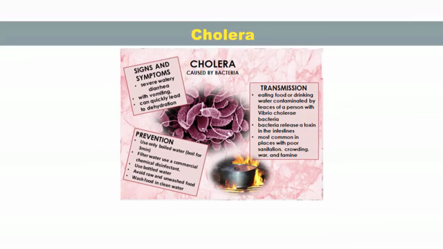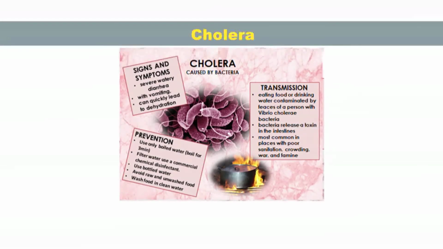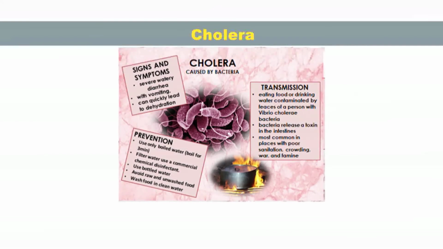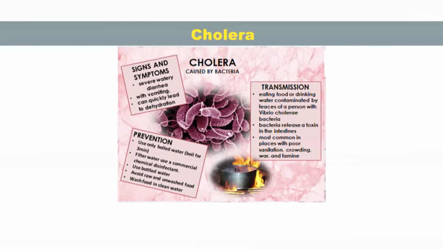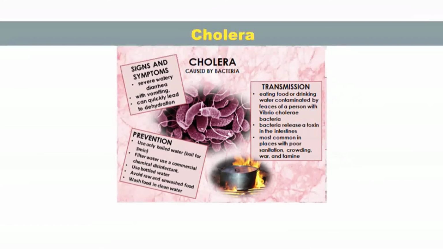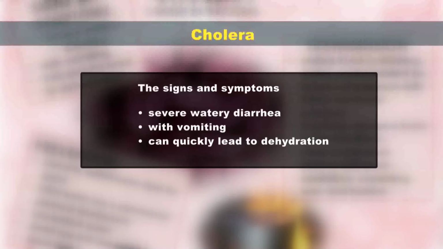The next disease we will look at is cholera. Cholera is a diarrhea illness caused by an infection of the intestines. Signs and symptoms of cholera: severe watery diarrhea with vomiting, can quickly lead to dehydration.